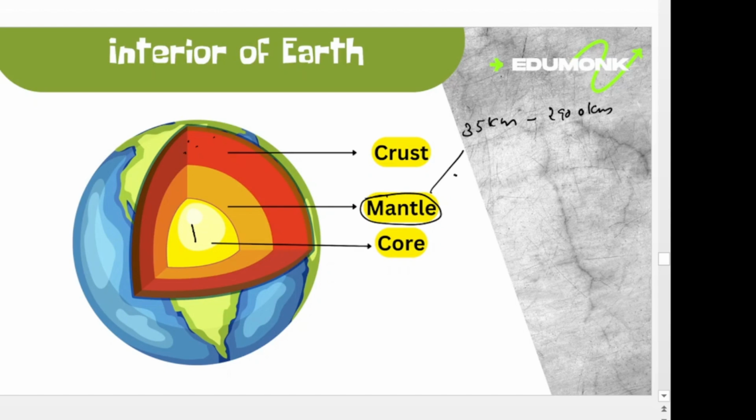Then the upper portion of the mantle is called the asthenosphere, which is the plastic layer where the plate movements happen. Then the density of the mantle varies between around 3.3 to 5.5.